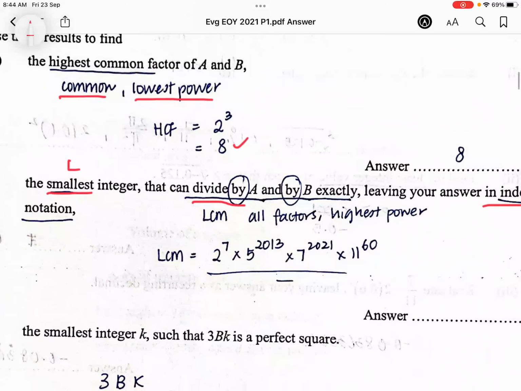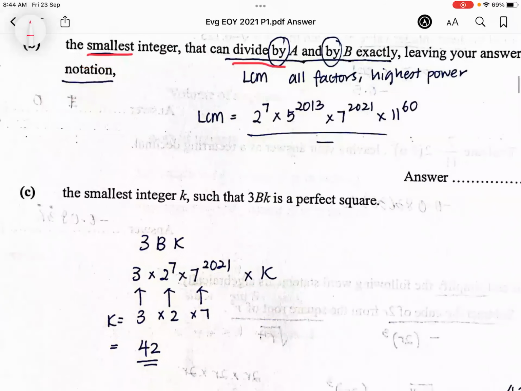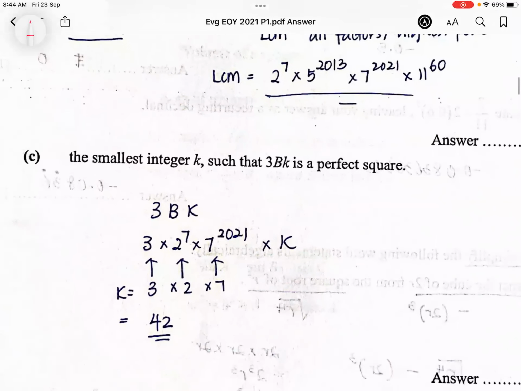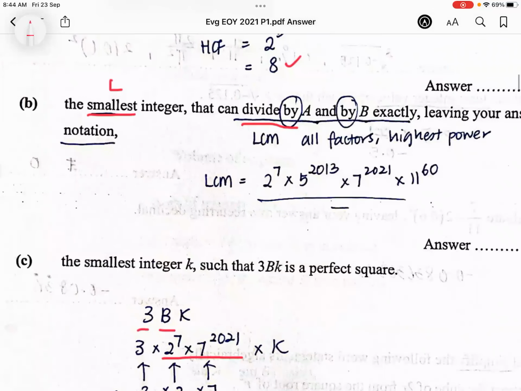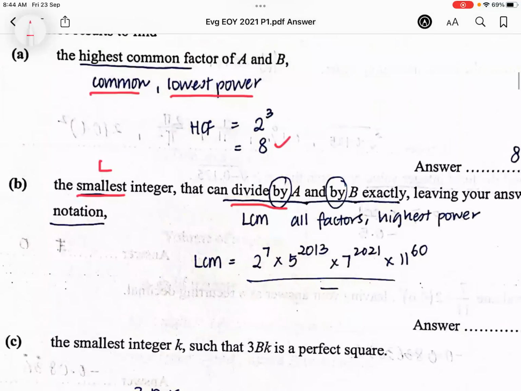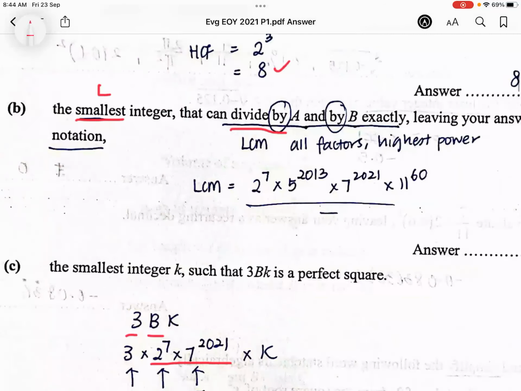Okay, next part of the question, this one may be a little bit more comprehensive for you. 3b times k is a perfect square. So what exactly is 3b first? Let's take 3 times b first. b is given to be this one from my question on top. So b is this whole thing, so I just copy down. And you notice that there's a 3 times something something.